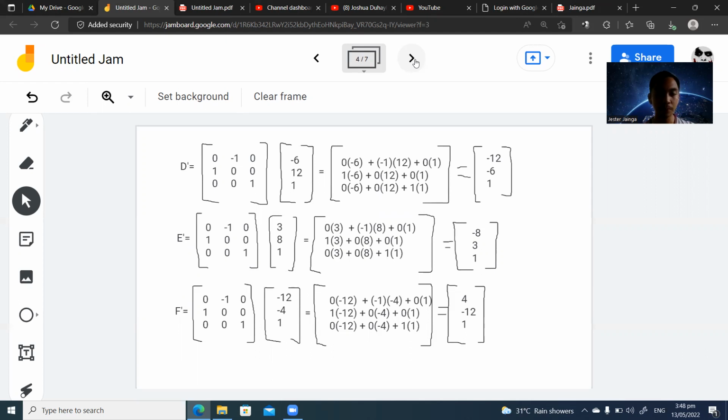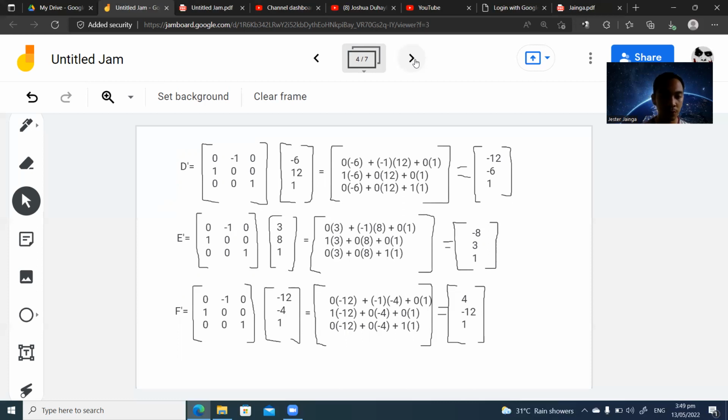For E, the values are 3 and then 8. So the solution, 0 times 3 plus -1 times 8 plus 0 times 1. Next, 1 times 3 plus 0 times 8 plus 0 times 1. And 0 times 3 plus 0 times 8 plus 1 times 1. So the new value is -8 and then 3.